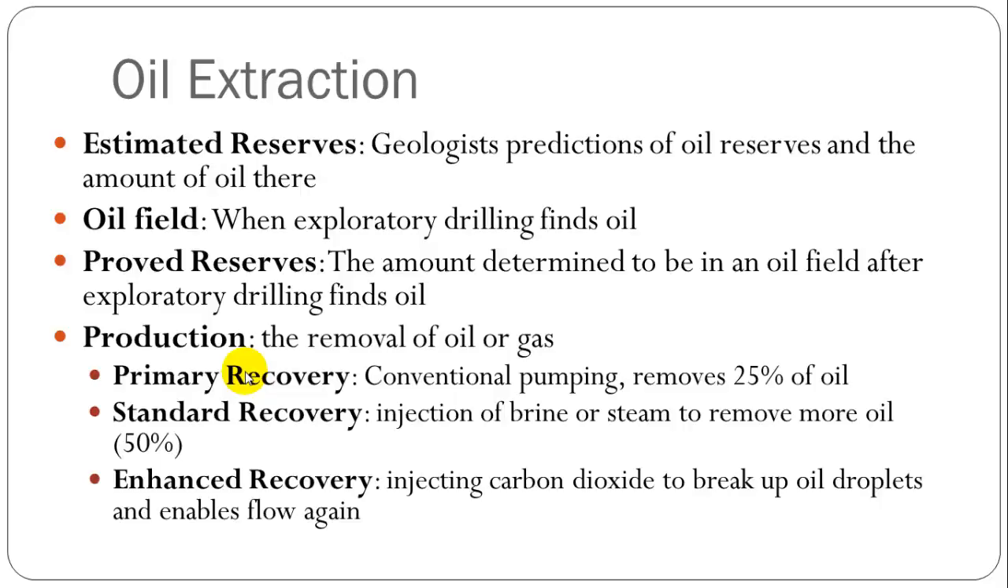And this goes in 3 different stages. So primary recovery is the easiest. All you have to do is pump it out of the ground, and you can get 25% of the oil, no problem. After that, you have to inject something in there to get the rest of it out, since it'll stick to the rocks and the substrate and the things that it's down there with. So injection of brine or steam can help remove the next 50%.